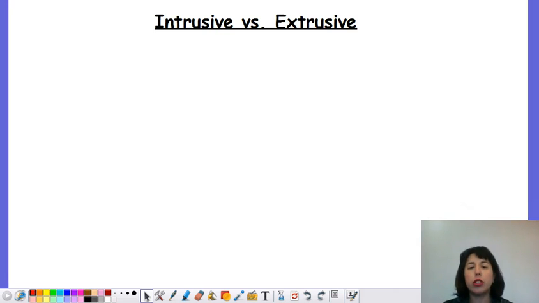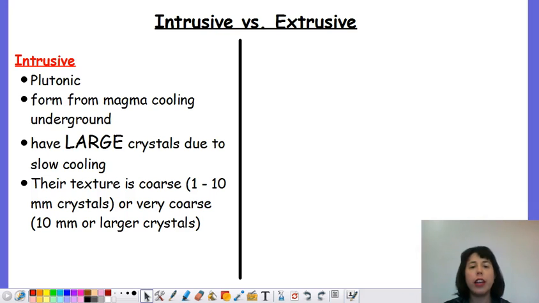We call this intrusive and extrusive. Let's look at intrusive first. Intrusive igneous rocks, another name for which is plutonic, form from magma cooling underground. They have large crystals due to their slow cooling, and the texture of them will be coarse or very coarse. When we talk about texture, we're not talking about how rough or smooth it is. We're actually talking about how big or small the crystals are.